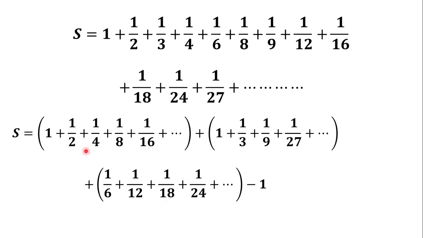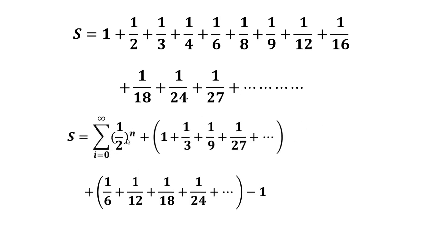The first parenthesis is a geometric sequence, and the first term is 1 and the common ratio is 1/2, because each successive term is produced by multiplying the previous term by a common ratio, and the common ratio is 1/2. So we can write this parenthesis as the sum of 1 over 2 to the power n, where n goes from 0 to infinity.